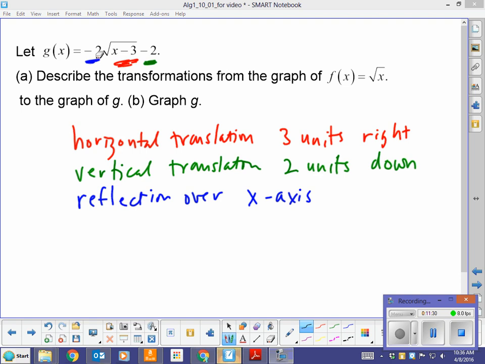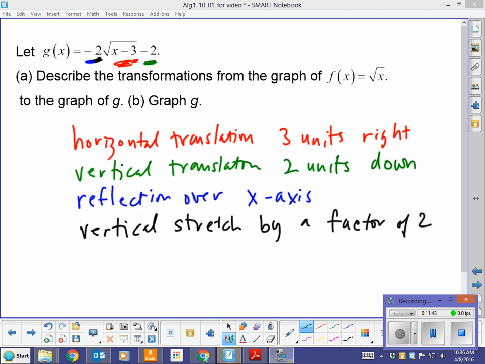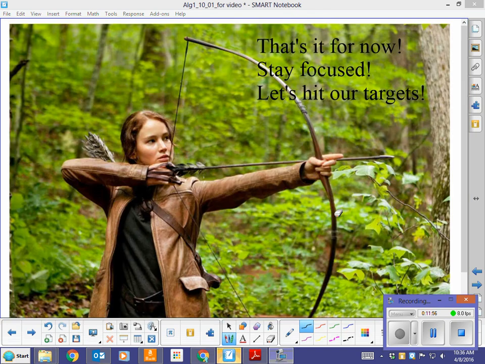Okay, let's do that one in black. This one's the vertical stretch by a factor of 2. So all these things we've done before, but we're just applying it to a different shape right now. That one had a lot of different things, so I won't do the graph on this one, but that's it for now.